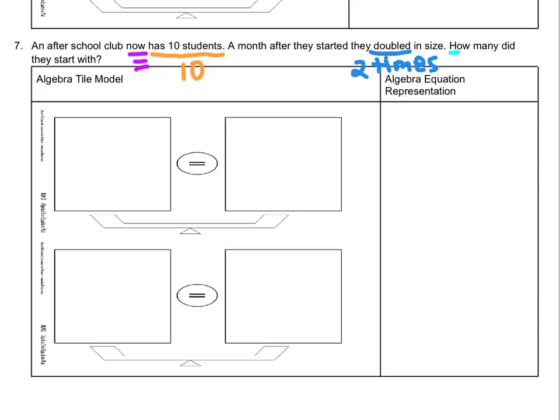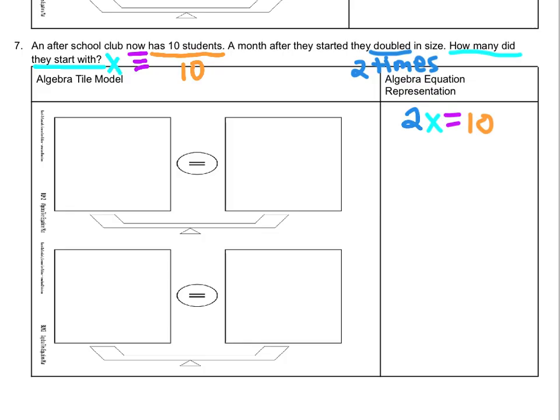Again, what are we trying to find? We're trying to find how many they started with. That's our x. That's what we don't know. We don't know how many they started with. So we have 2x equals 10. Take a moment now and see if you can set up what that looks like algebraically. Can you solve it? It should look very similar to what you did on number 6.